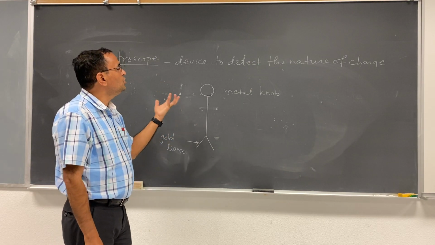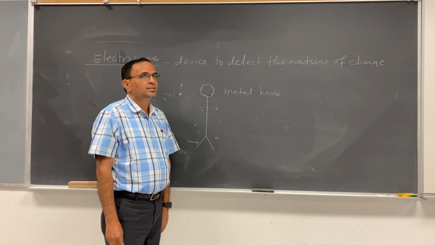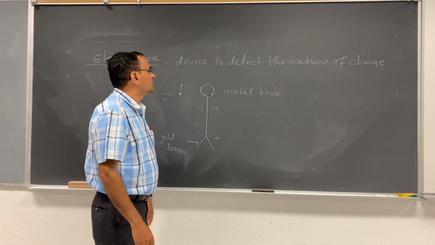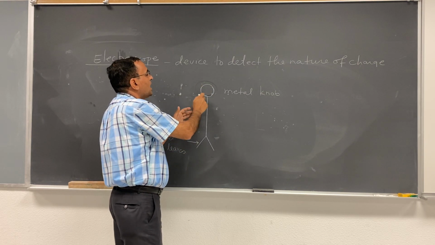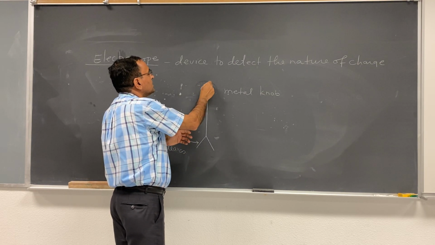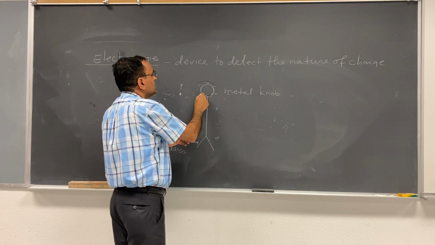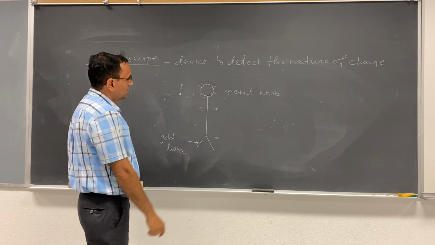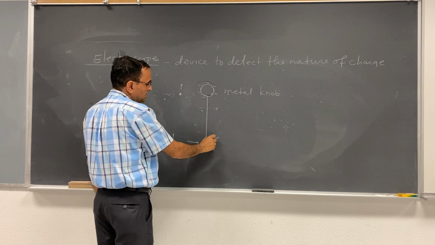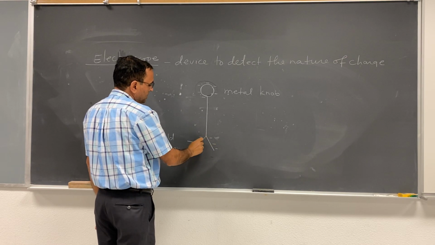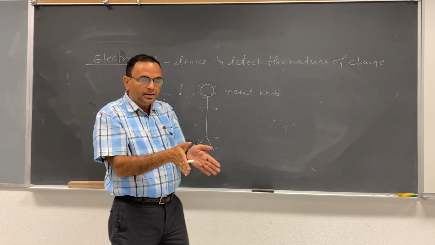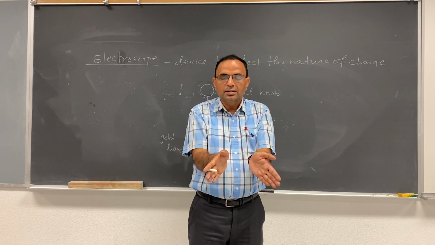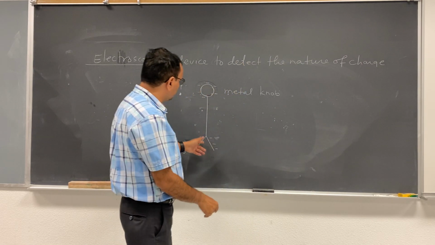Now how do you detect the nature of the charge then? For example, first you have to give charge to this knob. So if this is negative, and this is a wire conductor, then this is also negative. So what happens here? The negative leaves repel, they diverge here.